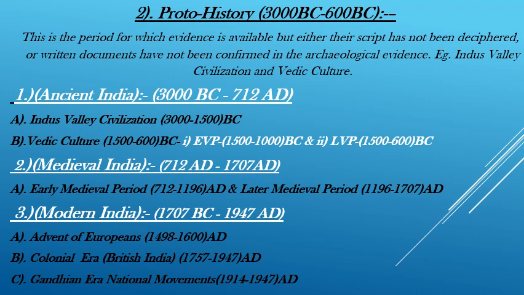It covers basically three parts: the advent of Europeans, 1498 to 1600 AD around; the colonial era, that is British India, 1757 to 1947, which is about 200 years; and the Gandhian era and national movement, 1940 to 1947.